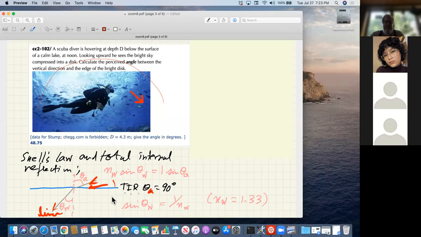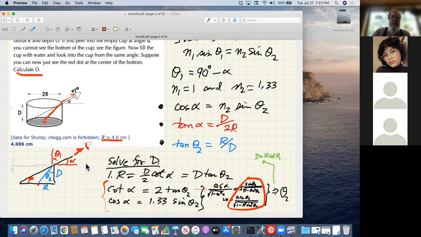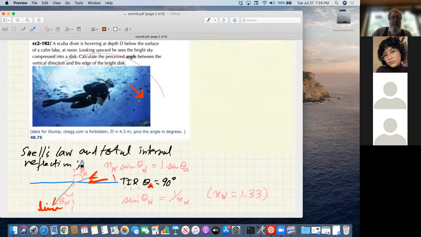All right, so N in this region is 1, N in this region is 1.33. And for the direction with total internal reflection, sine theta is 1 over N. That's the equation for total internal reflection. The total internal reflection really concerns light going in the other direction.